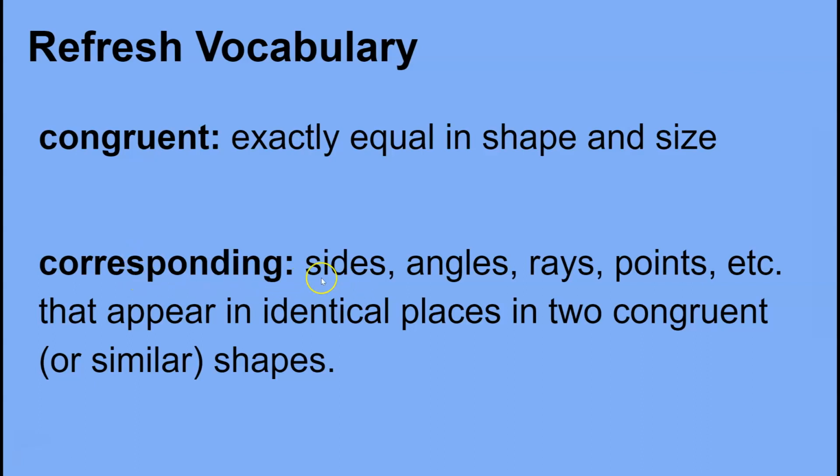Corresponding is sides, angles, rays, points, etc. that appear in identical places in two congruent or similar shapes. So I call corresponding the real estate word because it's all about location, location, location. If you're trying to decide if sides are congruent, we need to look in corresponding areas. And that means they're in the same location on both shapes. So if you don't remember what these words mean, if you haven't had them written down yet, perhaps pause the video and do that.